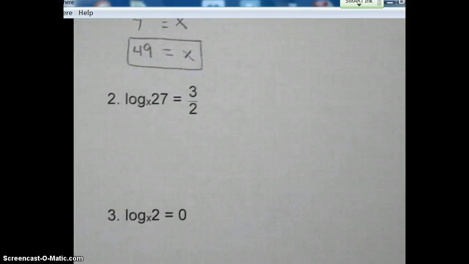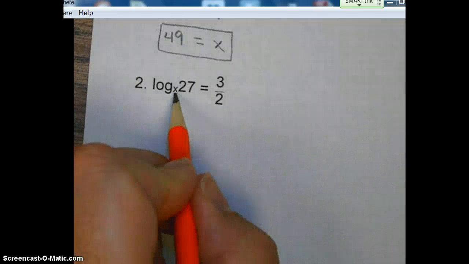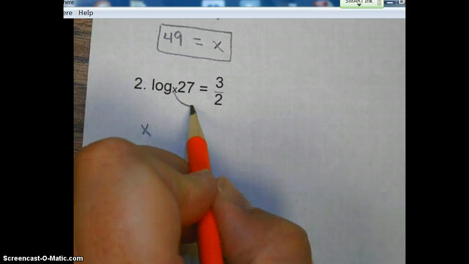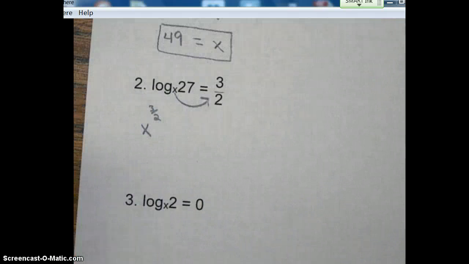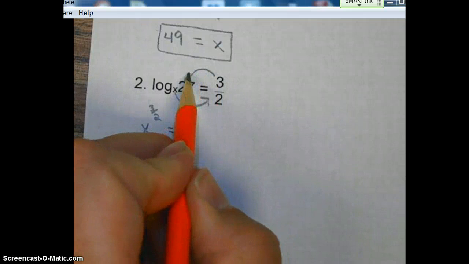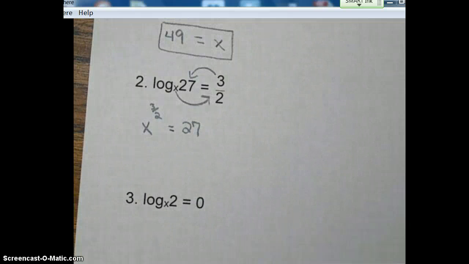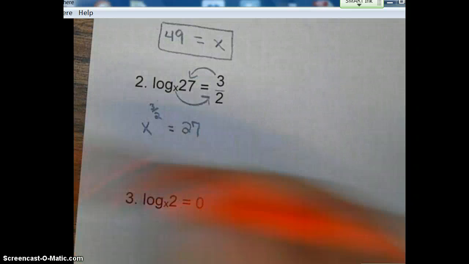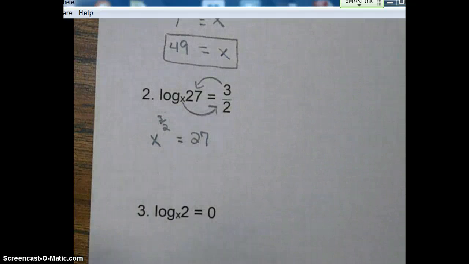Okay, number 2, let's go ahead and set this one up. So we start by writing down our base. We raise that to our exponent, and we set it equal to the argument. And now we solve for x. So to solve this for x, we have x to the 3/2. So let me use a colored pencil here. No colored pencil, but a pen will do.